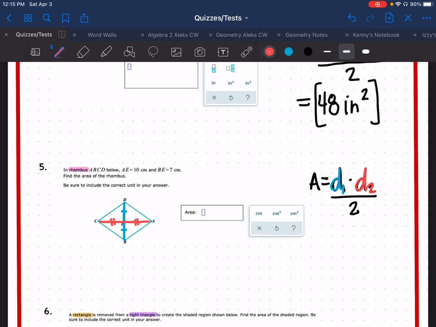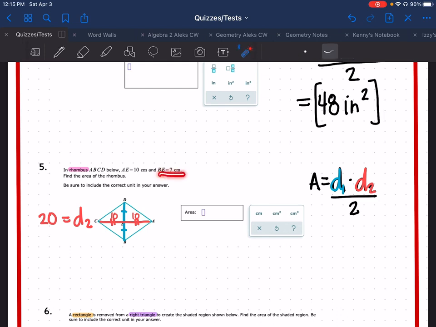Now, they didn't label this, but take a look at what they have in the problem. In rhombus ABCD below, AE is 10, so let's find AE. So this piece is 10, which we know means this piece is 10, which we know means D2 equals 20.